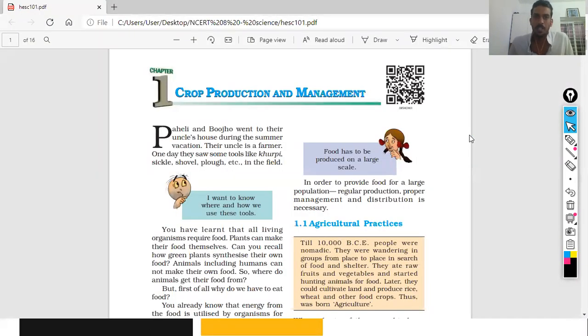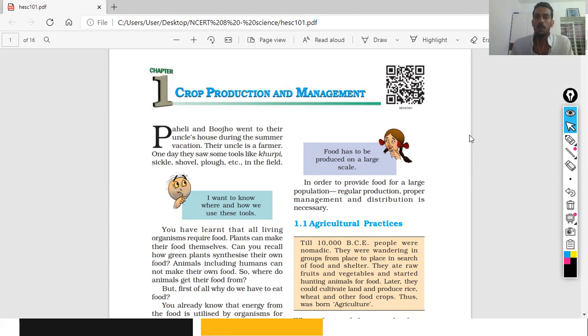So yes, without wasting any time, let us quickly get into the subject and understand what crop production and management has to talk to us about. Now, here the author has considered two imaginary characters named Paheli and Boojho. We will not take the names again and again, but we will focus on things which are much more required.